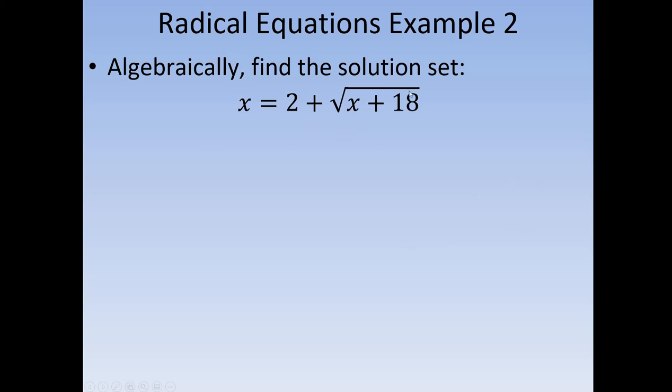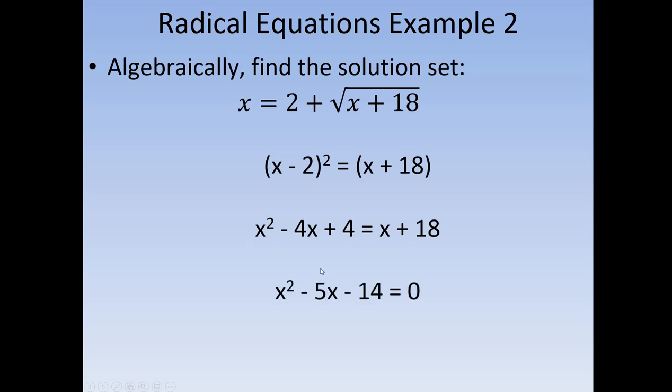So what do we do? Well, once again, we isolate the radical term. So we're going to move the 2 over to the other side. We get this. Expand out x minus 2 squared to get x squared minus 4x plus 4 equals x plus 18. I move the x and the 18 over to the other side. And then I can either factor this or use any of my solutions to find two solutions for this equation. From here, when I set these two factors equal to 0, this gives me x equals negative 2 and x equals 7.